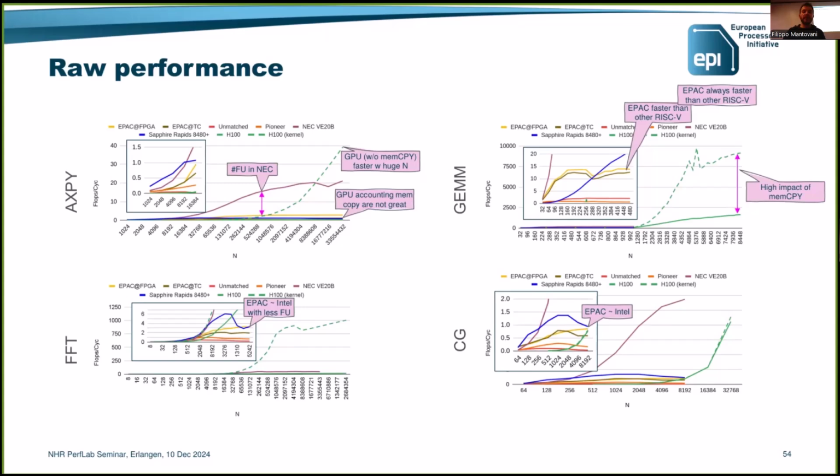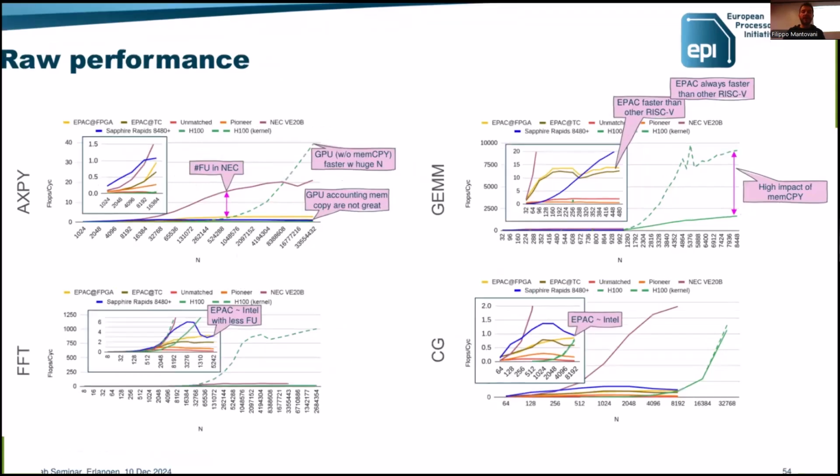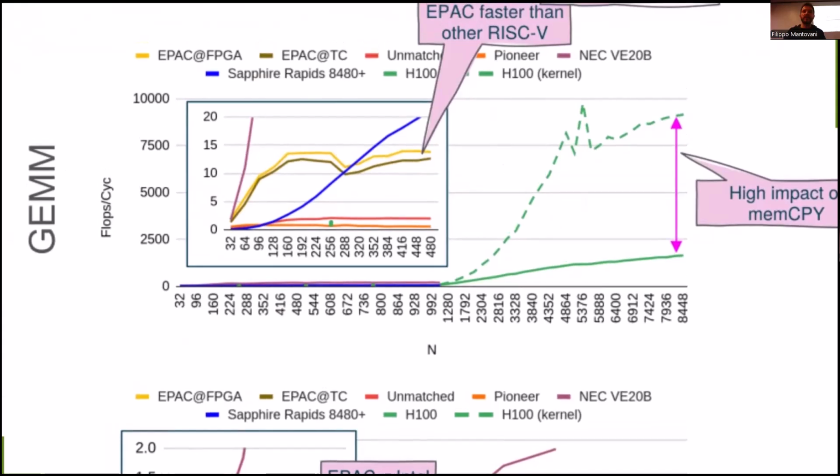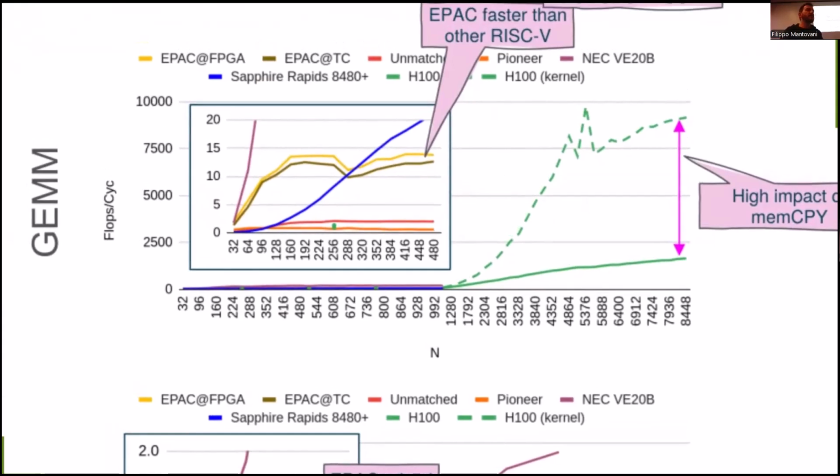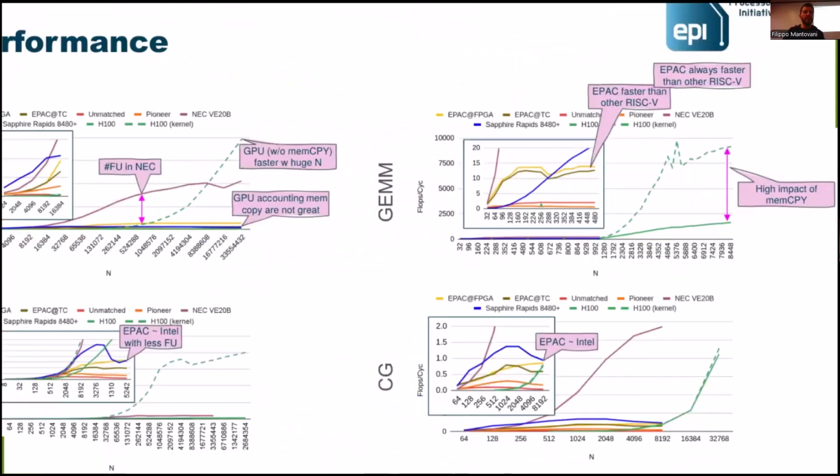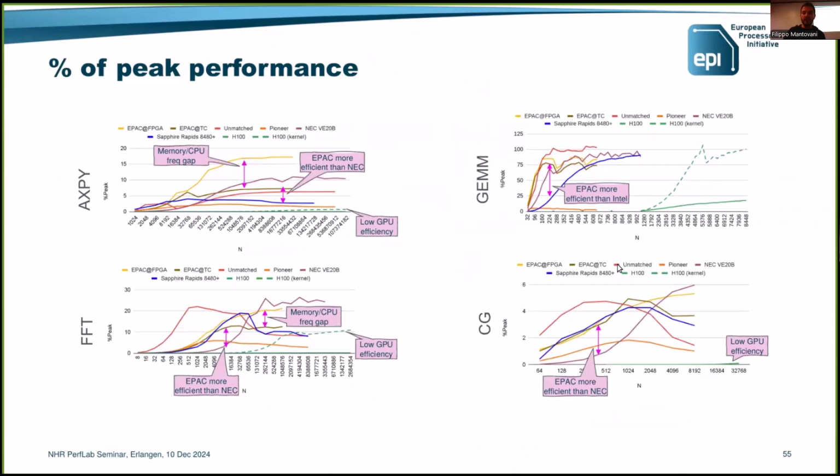So you see the impact, for example, in the GEMM. Look at the impact of the host-device model you have on a matrix multiplication. This is pretty huge. Now, another comment is about the efficiency. So how much percentage of the peak you are taking, you are basically squeezing out from your architecture, right? And here another point is, well, EPAC is doing pretty good, depending if you see the implementation on FPGA or the test chip here.